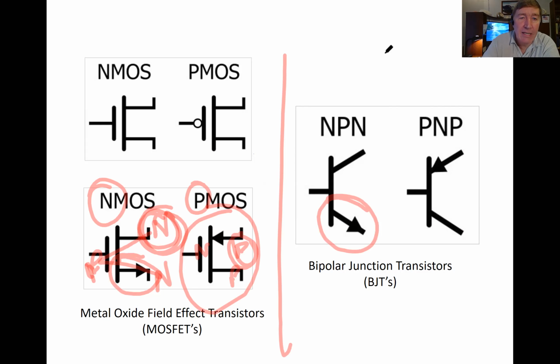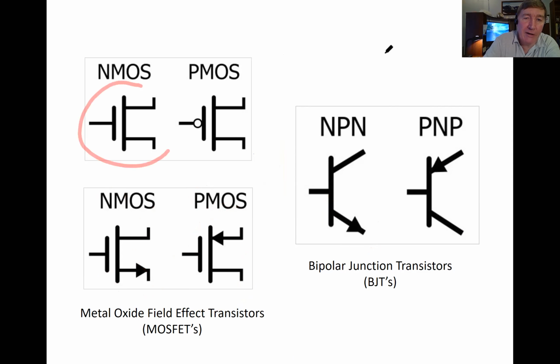So that's how you know. Now, sometimes they don't put the arrows. And so then you've got to kind of think, okay? If you see the little dot right here, what that means is that that's like an inverter.